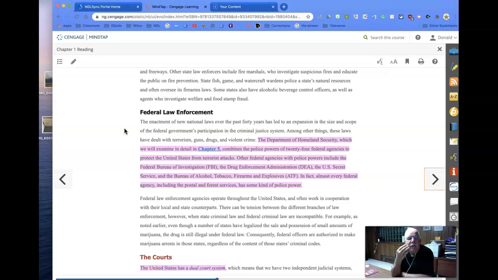And then we have additional federal agencies that provide additional services. So they fall under the Department of Justice, which, for example, the Federal Bureau of Investigation, DEA, the Drug Enforcement Administration, the Secret Service, ATF, the Bureau of Alcohol, Firearms, and Tobacco, and even the Postal Service and the Forest Service has some kind of police powers.